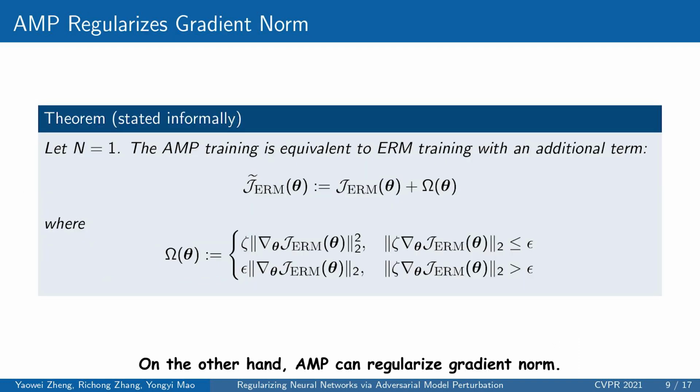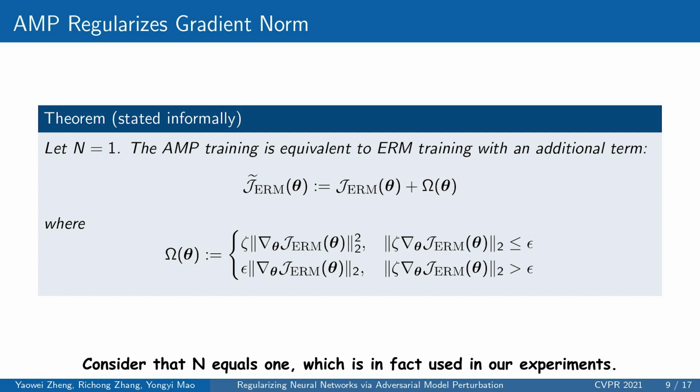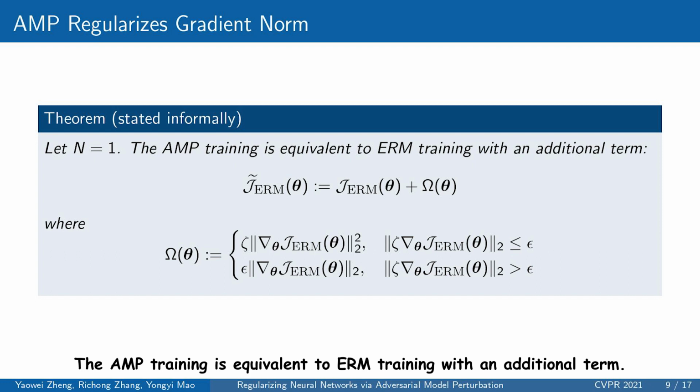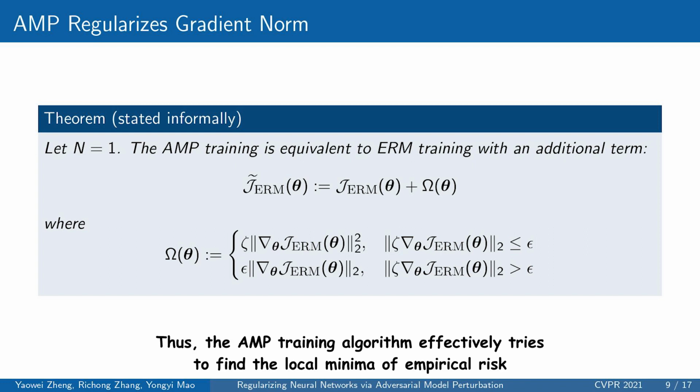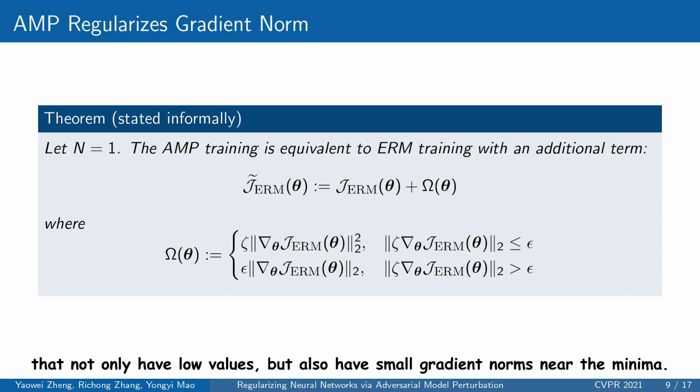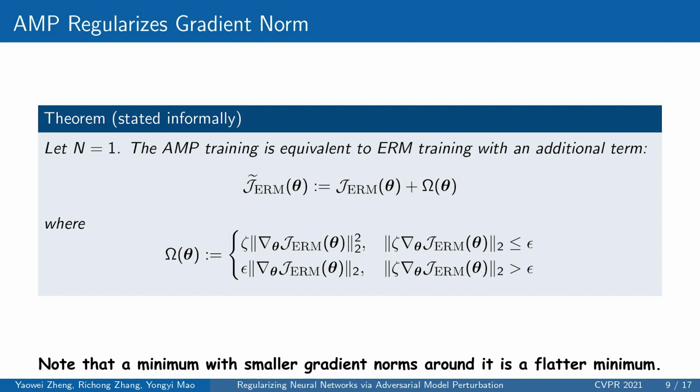On the other hand, AMP can regularize gradient norm. Consider that n equals 1, which is in fact used in our experiments. The AMP training is equivalent to EM training with an additional term. Thus, the AMP training algorithm effectively tries to find the local minima of empirical risk that not only have low values, but also have small gradient norm near the minima. Note that a minimum with smaller gradient norms around it is a flat minimum.